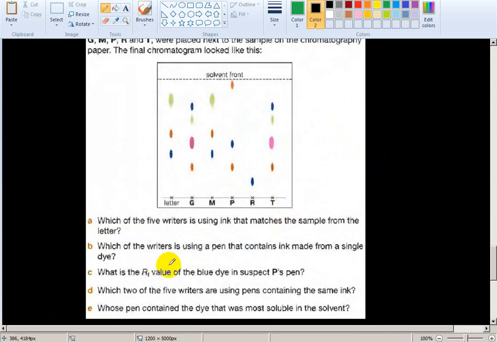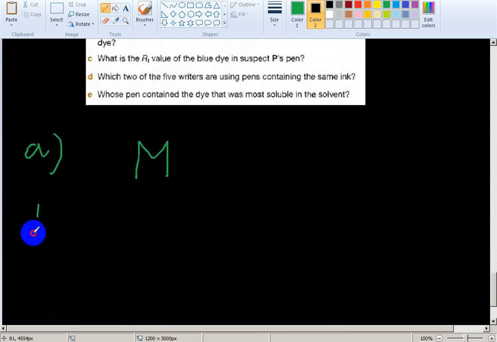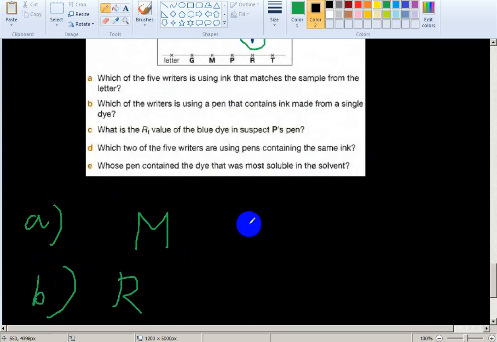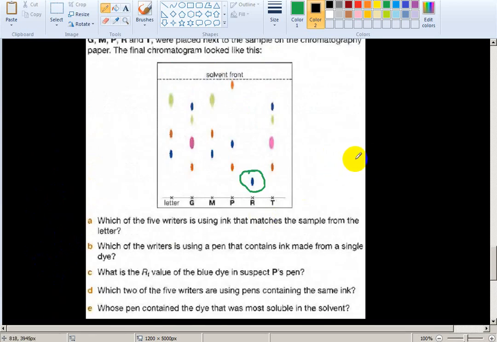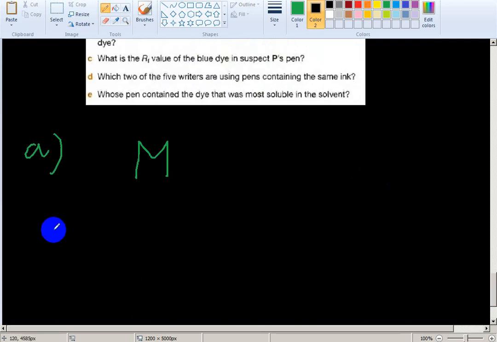Next: which of the writers G, M, P, R, T is using a pen that contains ink made from a single dye? R contains a single dye, only one color. So the answer is R.